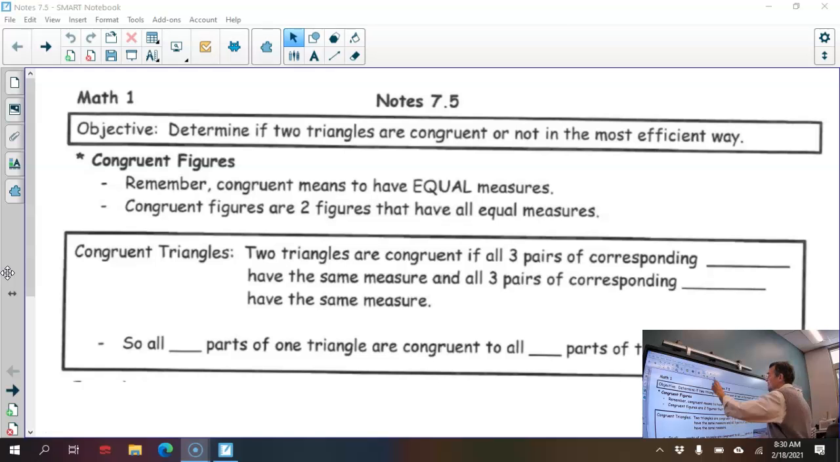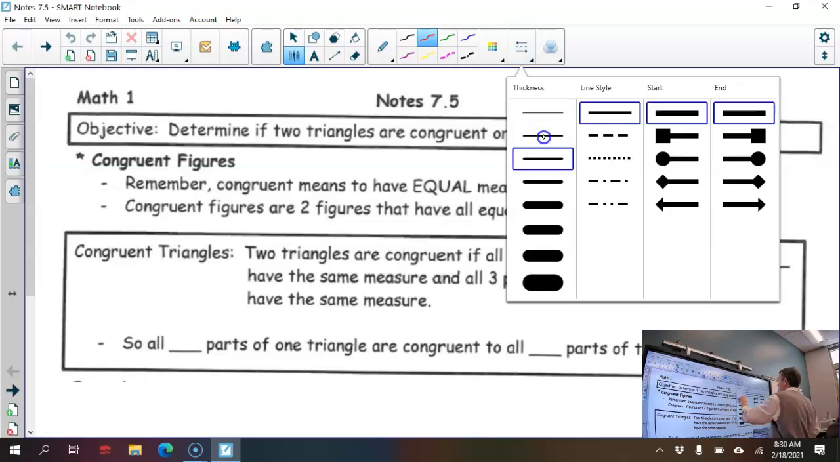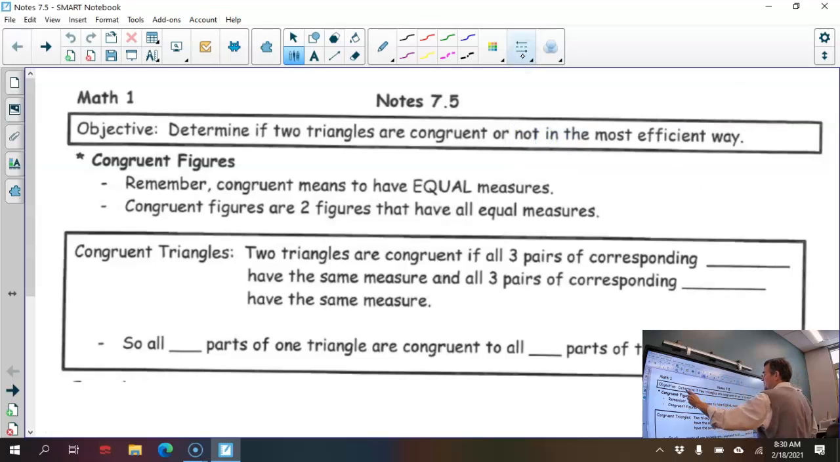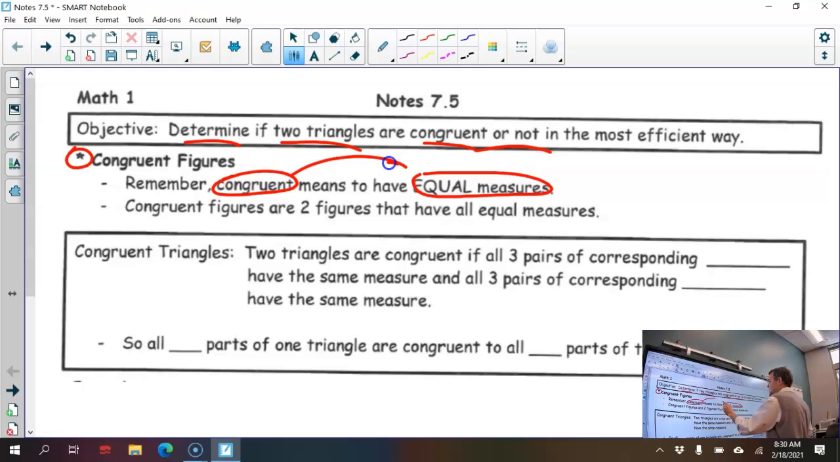All right, so it says here, the objective is to determine if two triangles are congruent or not in the most efficient way. So let's remember what congruent figures are. Congruent means equal measures. That's what the word congruent means. It means two things that have equal measures, right? Figures are congruent, measurements are equal.